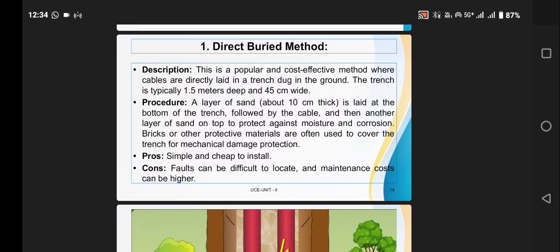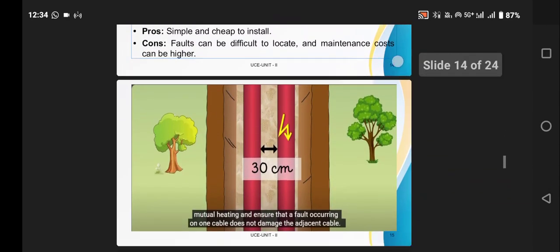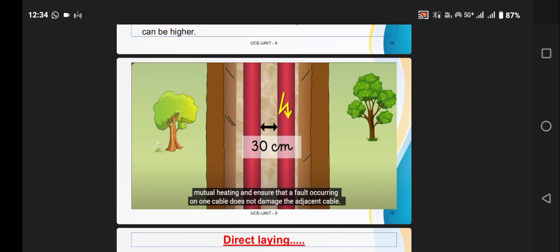Direct buried method: we already discussed the pros, and there are cons as well. The pros: simple and cheap to install. Cons: faults can be difficult to locate and maintenance costs can be high. This diagram represents two cables laid using the direct laying method, in which the two cables are separated by a minimum of 30 centimeters in order to reduce the mutual heating.